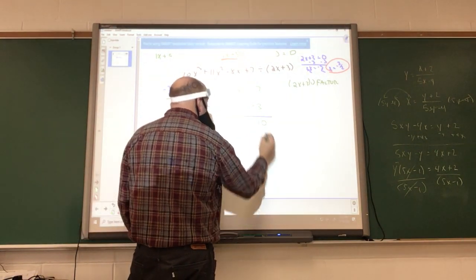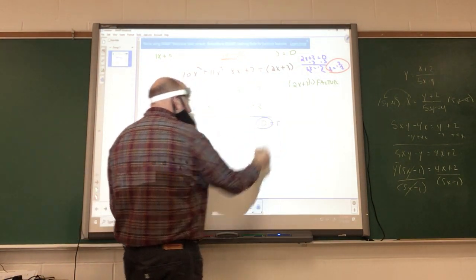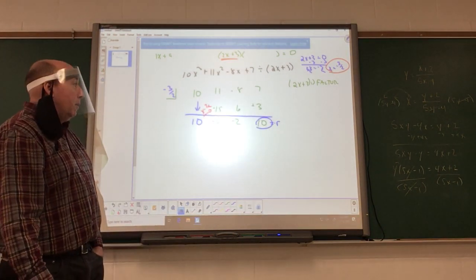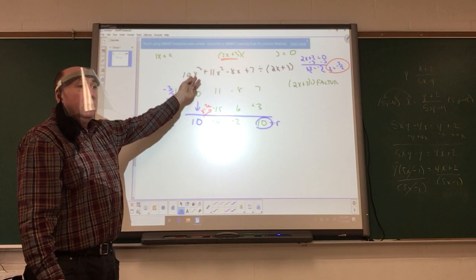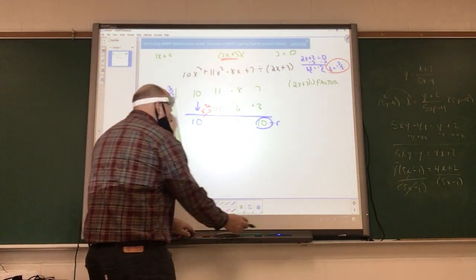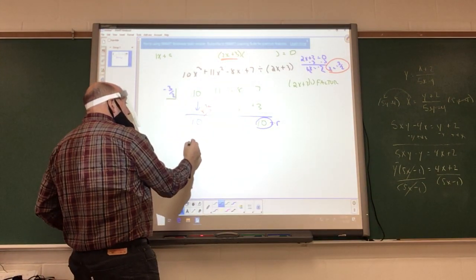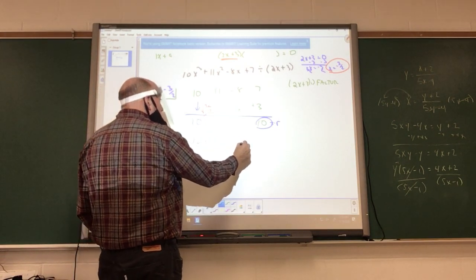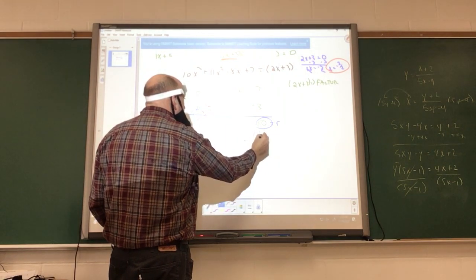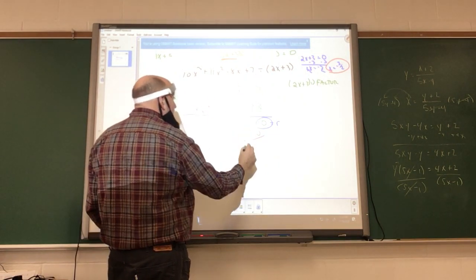Now remember what this value here is. This is our remainder. We're dividing by an x into our x cubed, so we're going to drop our degree by 1. So we have 10x squared minus 4x minus 2 plus my remainder 10 over the 2x plus 3.